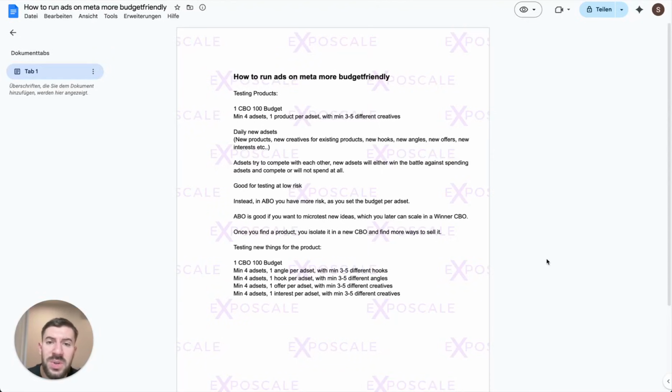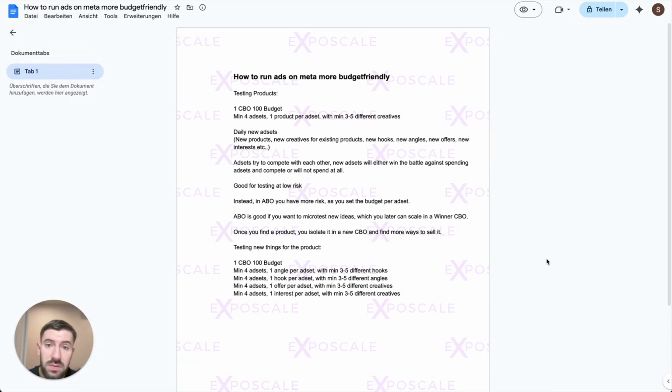There are so many ways on Meta to run ads, but I will try to prevent you from losing thousands at scaling and also testing products by using this strategy. This strategy right now is more for people who are tight on budget. So if you want to test new things more budget friendly, you can use this strategy. I'm not telling you that this is the best strategy to scale as fast as possible, but definitely one of the best strategies to scale very budget friendly and test a lot of things at a low cost.